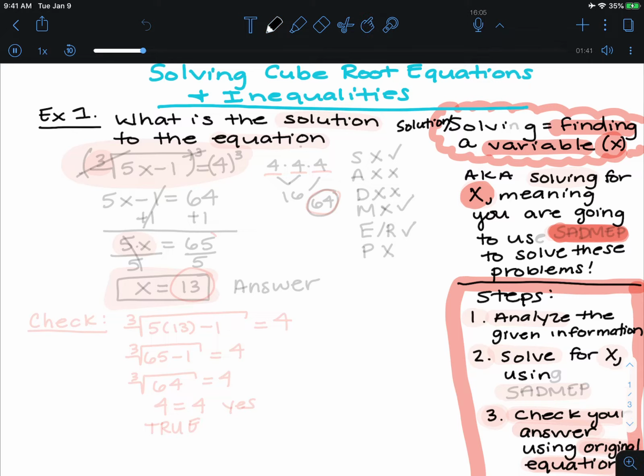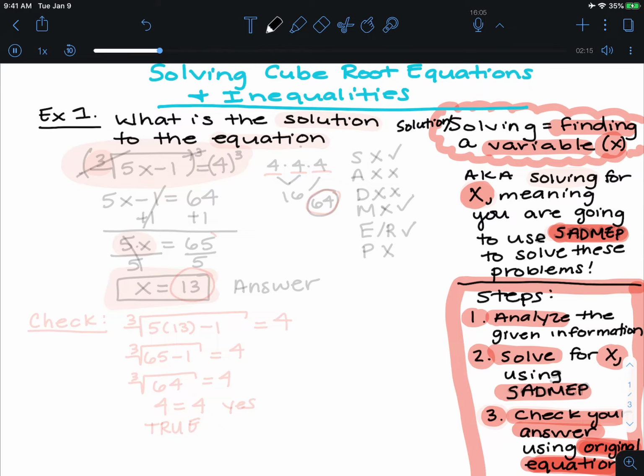Here are a couple of steps to help guide you in how to do these problems. First thing we want to do is analyze the given information. Second thing, once we analyze, we want to solve. What are we solving for? X. How are we going to solve for x? Using SWBAT, okay? Third thing is to check our answer. How are we going to check our answer? By plugging it into the original equation. That's also something that we've done before in the past, so it should not be new. Just make sure that you can identify what the original equation was.